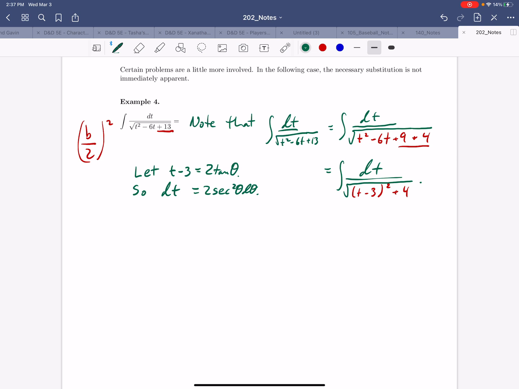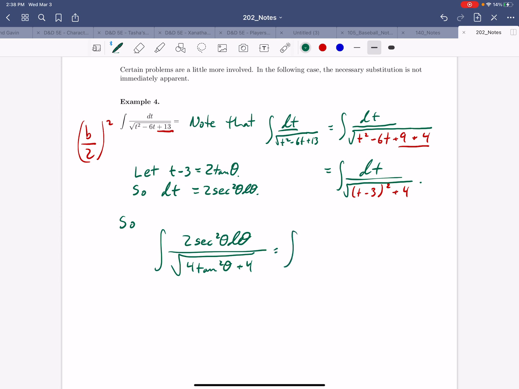So what we're going to be left with is the following. Instead of dt on the top, we're going to get 2 secant squared of theta d theta. On the bottom, we're going to get the square root of, instead of t minus 3 quantity squared, 4 tan squared of theta plus 4.